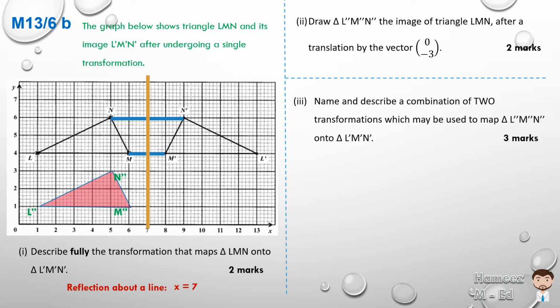Name and describe a combination of two transformations which may be used to map triangle L'' M'' N'', our latest triangle, which is at the bottom left, onto triangle L' M' N', the triangle on the top right. If we're starting with the triangle on the left base, we can slide it up. To slide it up will be (0, 3), because it's not moving to the right or left, but it's moving 3 units up. And then we can reflect it about the line x equals 7. So it will move from the bottom left, go up, and then flip to the right.